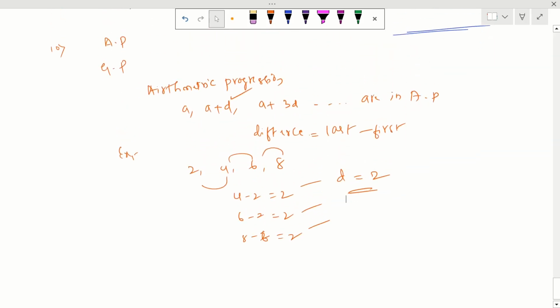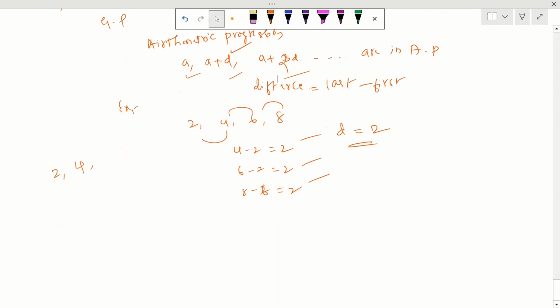Now suppose a is 2. Then a plus d is 2 plus 2, which is 4, and 4 plus 2 is 6. Therefore the terms are written as a, a plus d, a plus 2d, a plus 3d.